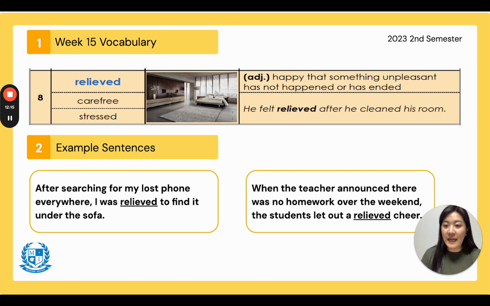Example sentence 1. After searching for my lost phone everywhere, I was relieved to find it under the sofa. So like, oh no, so worried. Where's my phone? Where's my phone? Where'd I put it? But then you found it under the sofa. You're like, yes! Phew! I feel relieved. I feel happy that I didn't lose it.